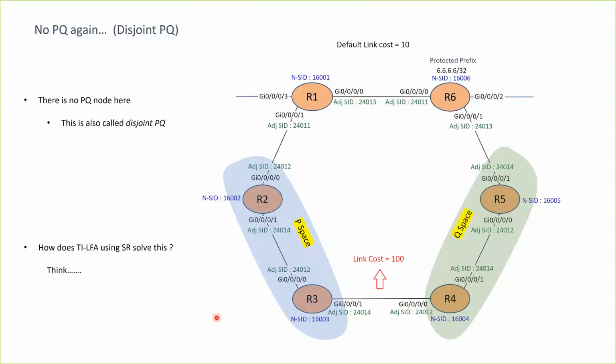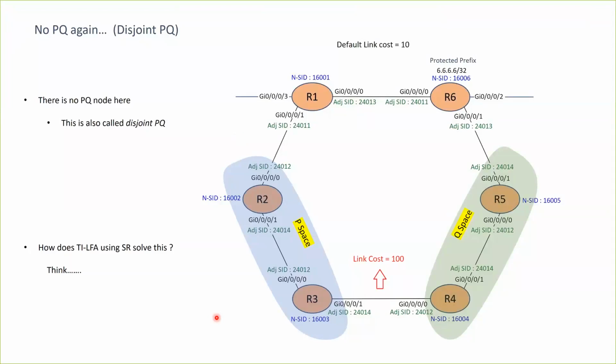R4. So if I can somehow push adjacency 6 so that my farthest P node can reach my nearest Q node, then Q will send it to the destination. So my top label will be my adjacency node between R3 and R4? No. Adjacency sets are local, right? If I push the top label as my adjacency set, it will just drop because I don't have it.